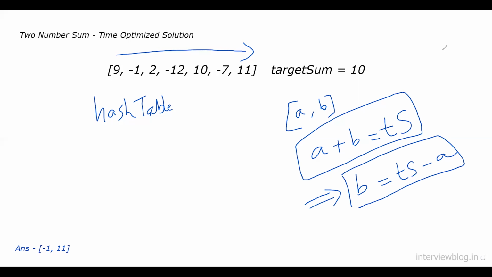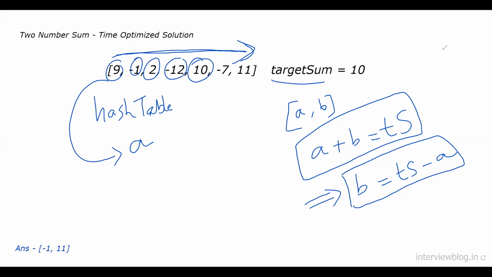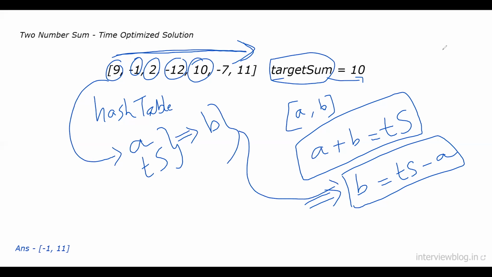This is because while traversing the array, we will be visiting each and every element. And in each and every step, we will have 2 values. That is the value of that element, which is A, and the target sum, which is given to us as 10. That is, we will be knowing A and target sum. With this, we will calculate B. How will we calculate B? Using this formula, that is, B is equal to target sum minus A.